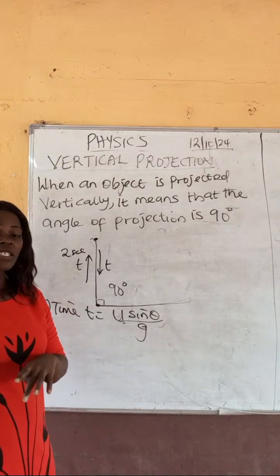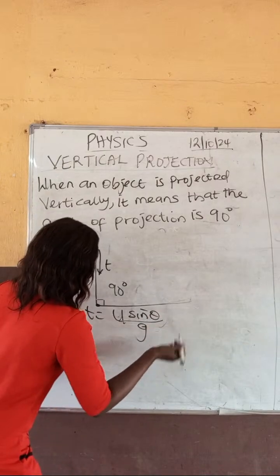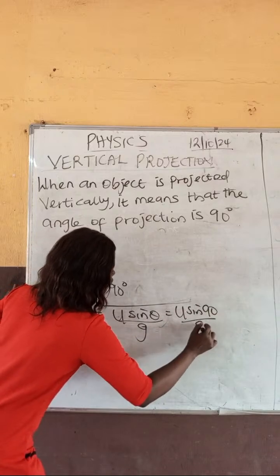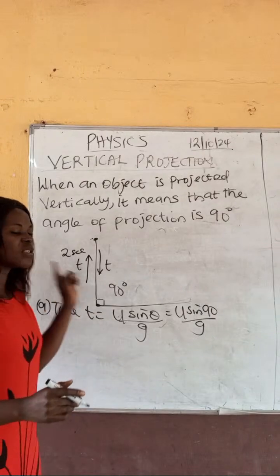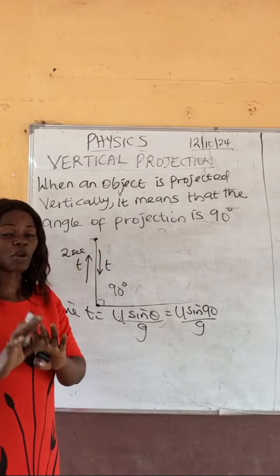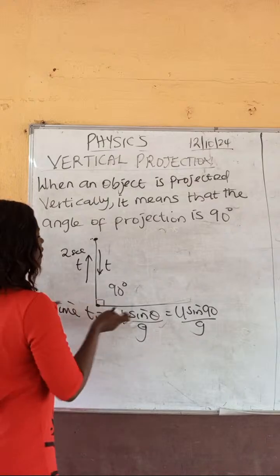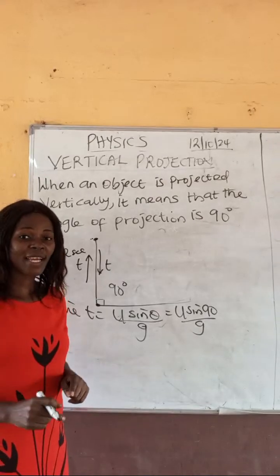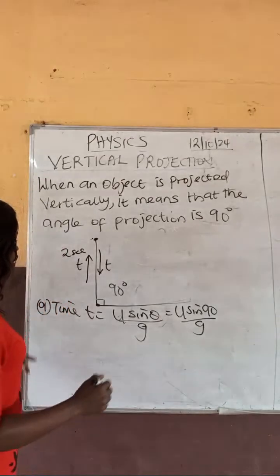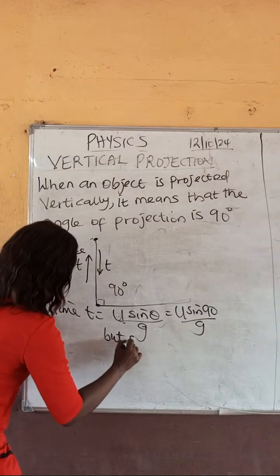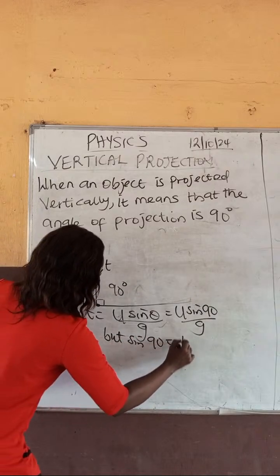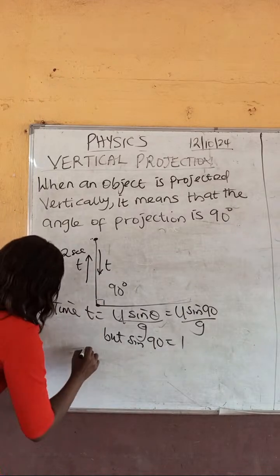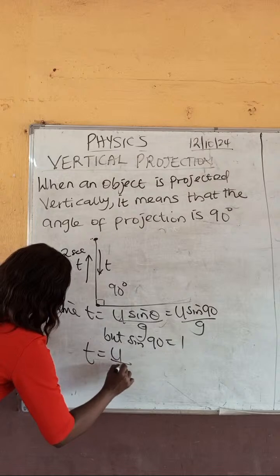You know that sine 90 is equal to 1. So we now say, okay, this is U sine 90 over G, right? Because once you're considering vertical projection, your theta becomes 90 automatically because that forms a right angle. A right angle is an angle of 90 degrees. So what I'm going to do, we now say, but sine 90 is equal to what? 1. So if sine 90 is equal to 1, automatically my t becomes u over g.